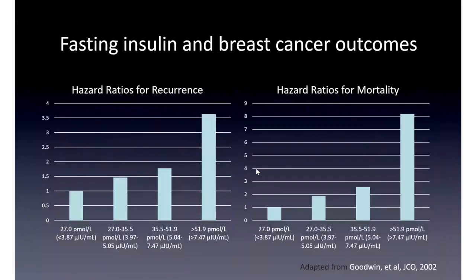And when we look at outcomes, so mortality, there are two different units on this chart. These are international, and then American units are on the bottom. Those who had higher rates of recurrence had higher fasting insulins, but again, the highest group was only over 7.47, and the lowest group was less than 3.8. When we look at mortality, same thing: 8 times the mortality if we were in that slightly higher insulin group, and about 3.5 times the recurrence risk.